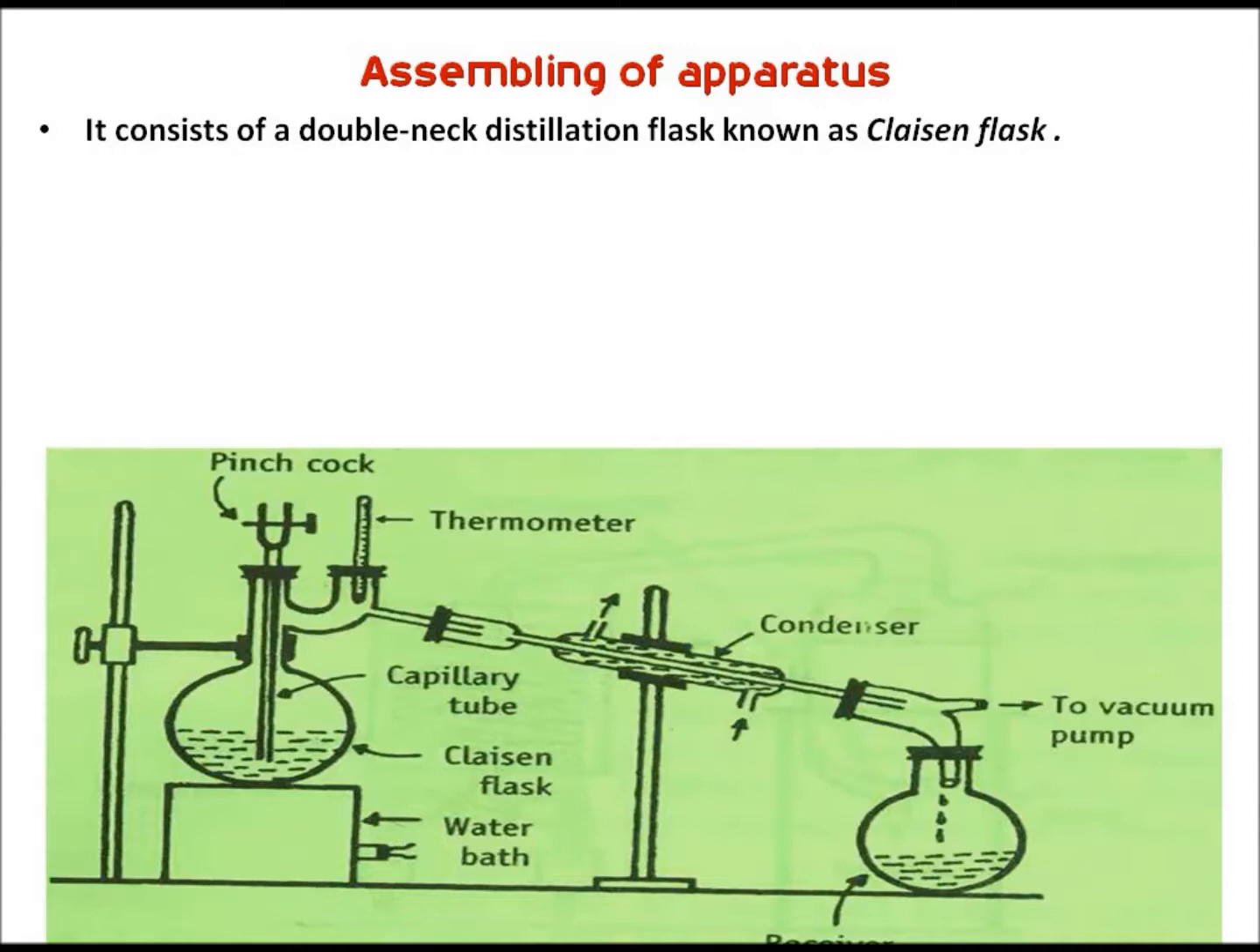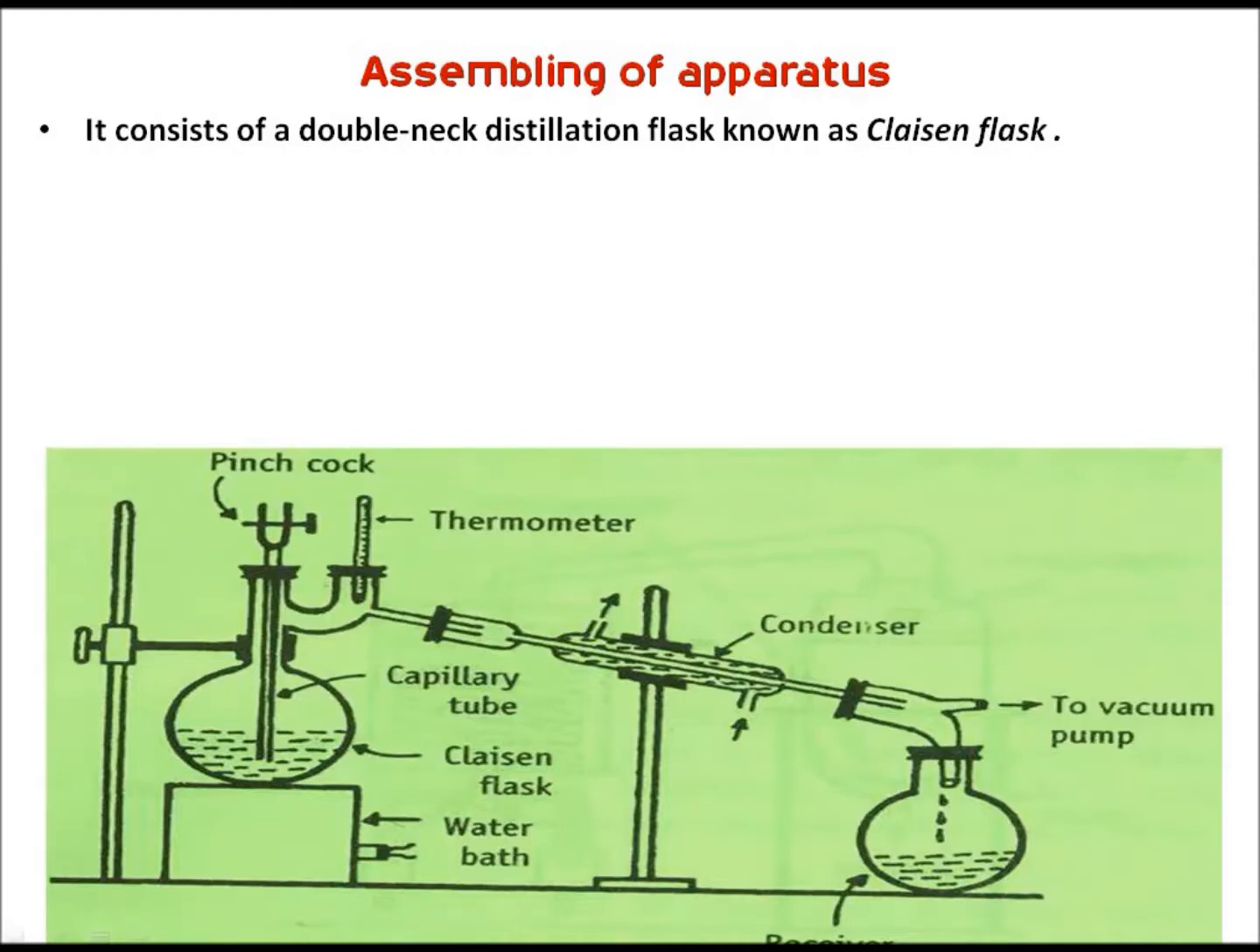Now you see the assembly of the apparatus. So how this vacuum distillation apparatus is made. So this is the overall apparatus, right? You see it consists of a distillation flask. This distillation flask is also known as the Claisen flask.